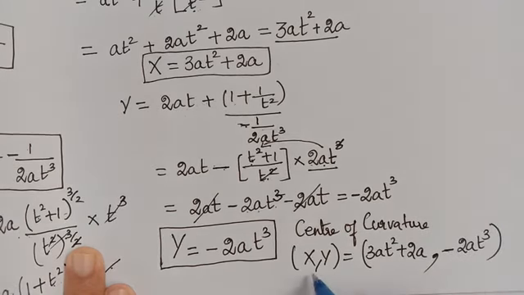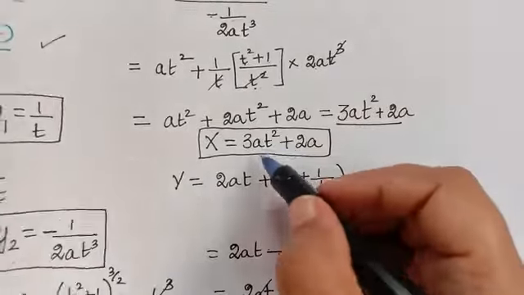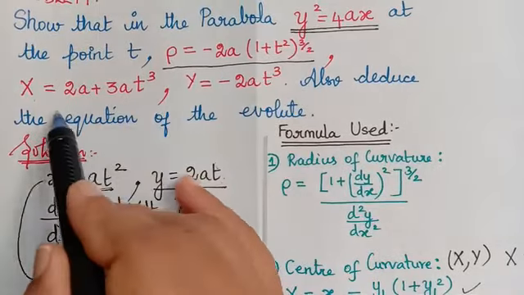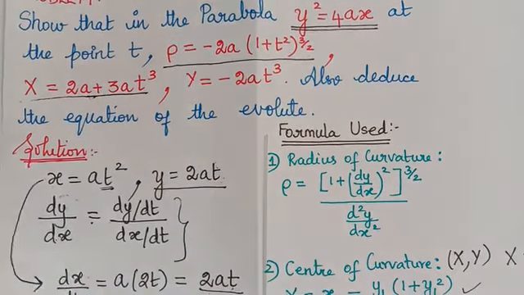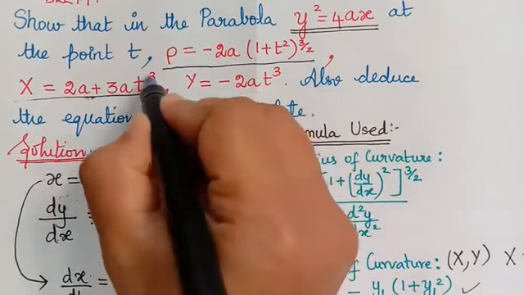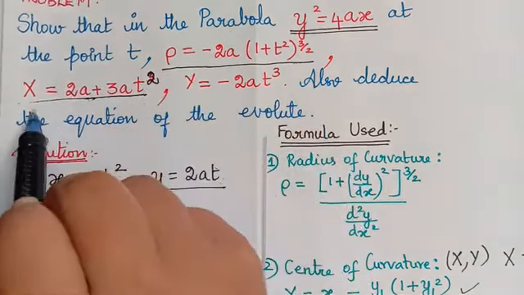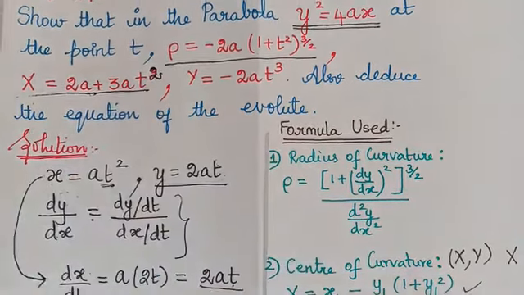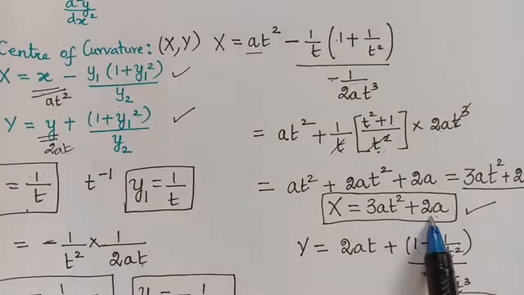So this is the center of curvature. Now if you see, we have proved that x is equal to 3at squared plus 2a. That is what is required here. We have to prove x is equal to 2a plus 3at squared. In the question it has to be t squared, but by mistake I have written it as t cube. Actually we have to prove that x is equal to 2a plus 3at square. So that is what we have proved here. We have found x to be equal to 3at squared plus 2a.